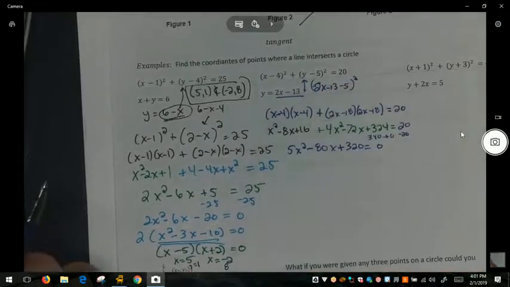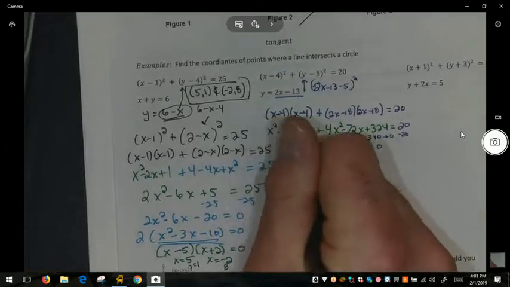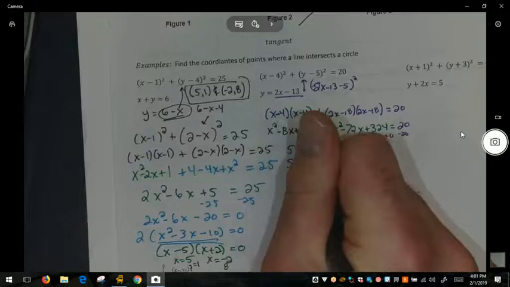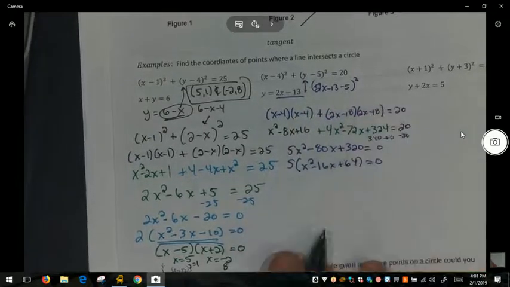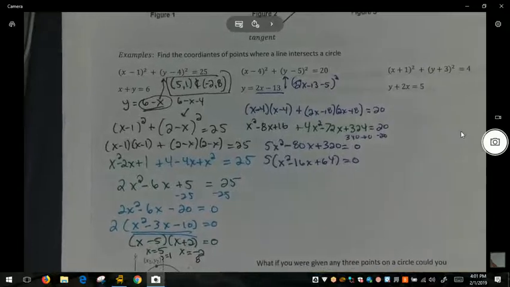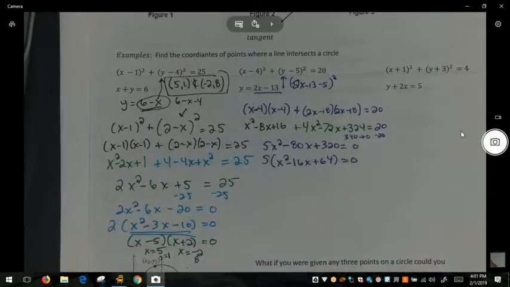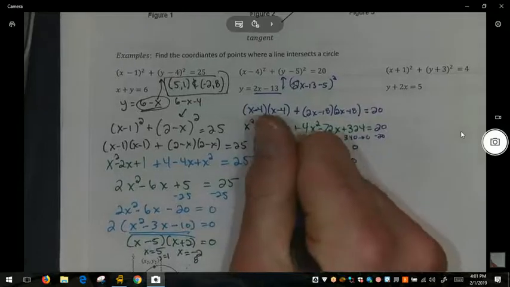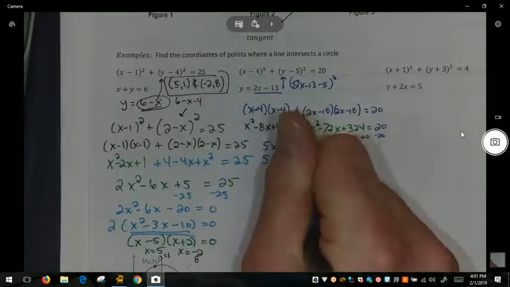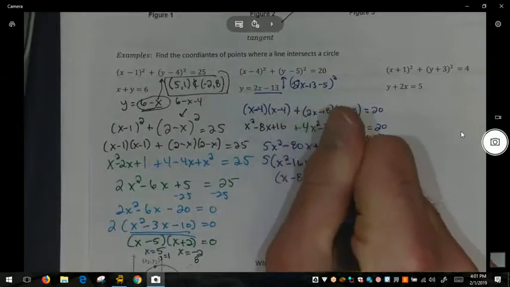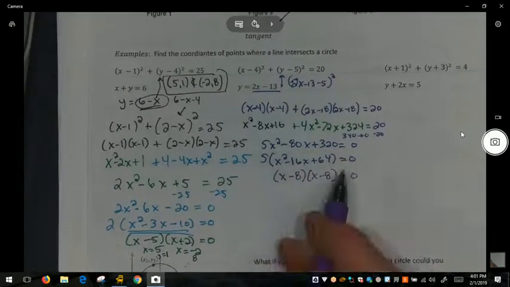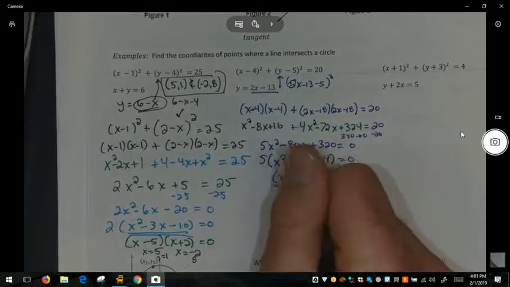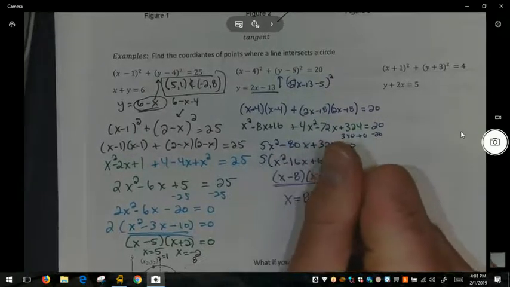All of these are divisible by 5, so I'm going to factor out a 5. I'm left with x squared minus 16x plus 64. This one is also factorable. If it weren't factorable, I would use the quadratic formula, but it is factorable. The factors are (x minus 8) times (x minus 8), multiplying to 64, adding to negative 16. This gives me a zero of x equals 8 with multiplicity of 2.